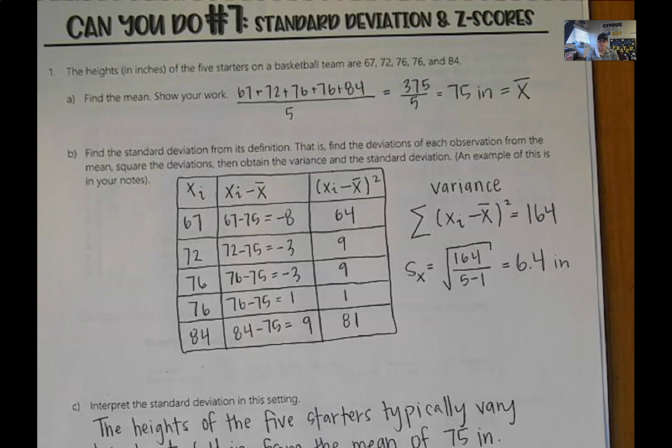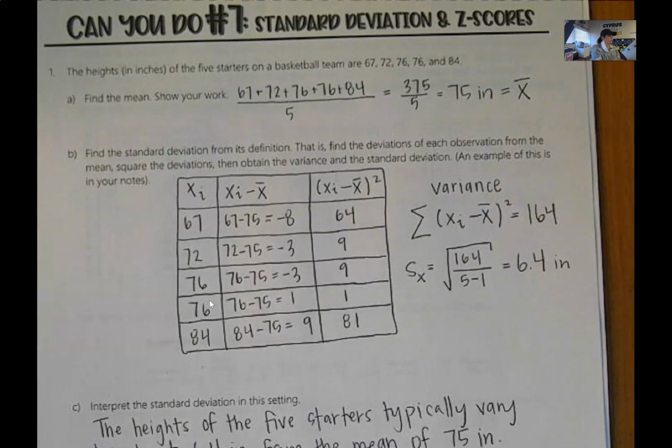And then it says interpret the standard deviation. The heights of the 5 starters typically vary by about 6.4 inches from the mean of 75 inches. That's a pretty big standard deviation. I would say that that is a large standard deviation. We could check this in our calculators. I would highly encourage you to do that.